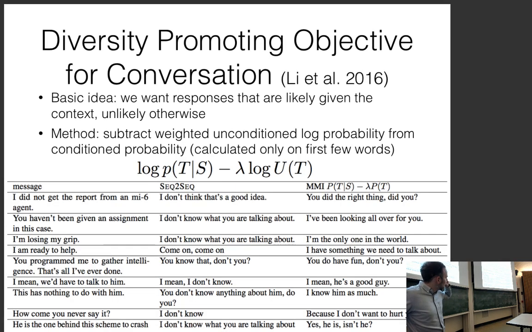So there's an example here. I did not get the report from an MI6 agent. I don't think that's a good idea. You did the right thing, did you? I'm losing my grip. I don't know what you're talking about. I'm the only one in the world. I'm ready to help. So you can see that it's maybe nominally better, nominally more diverse.